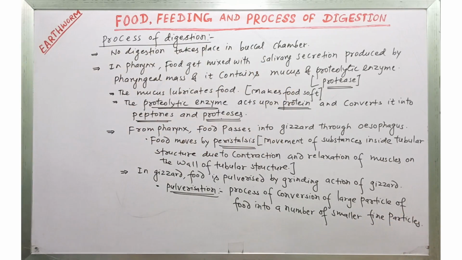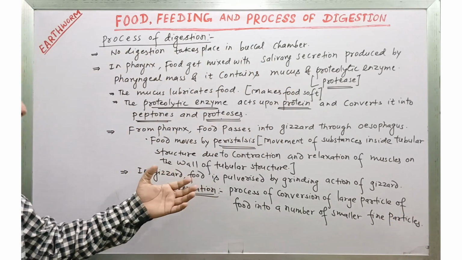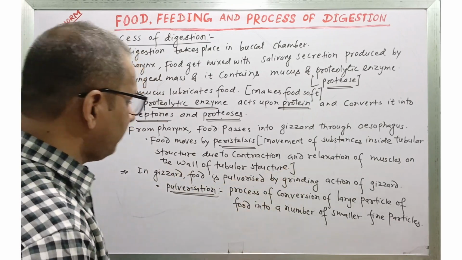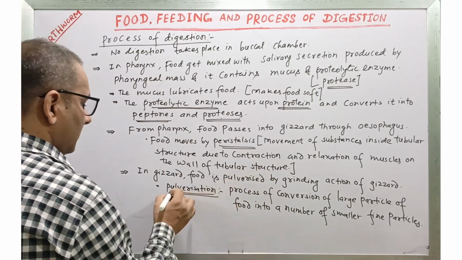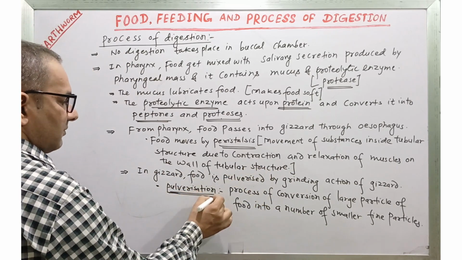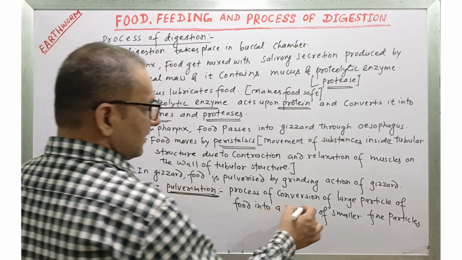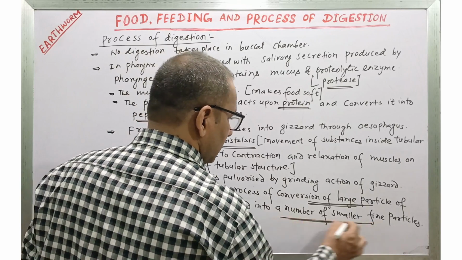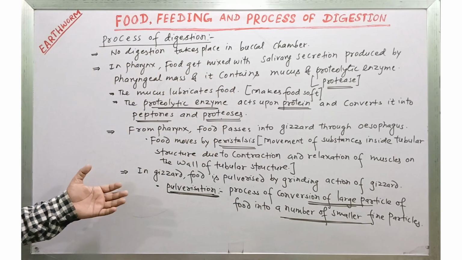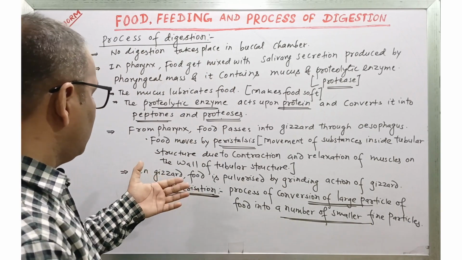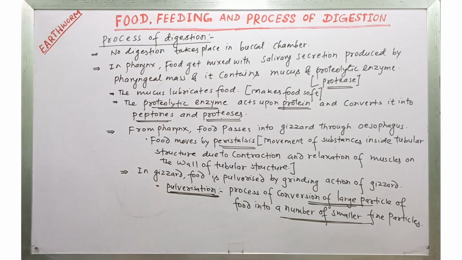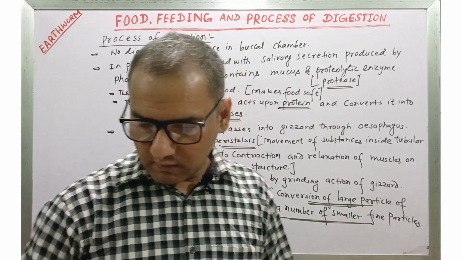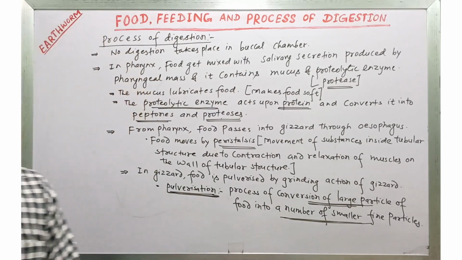So, what happens with food in the gizzard? In the gizzard, the food is pulverized by the grinding action of the gizzard, and this is called pulverization, which means conversion of large particles of food into a number of fine smaller particles. So, this is about the digestion of food in the gizzard. Now, from the gizzard, the food passes into the stomach. Now, we read about digestion in the stomach.